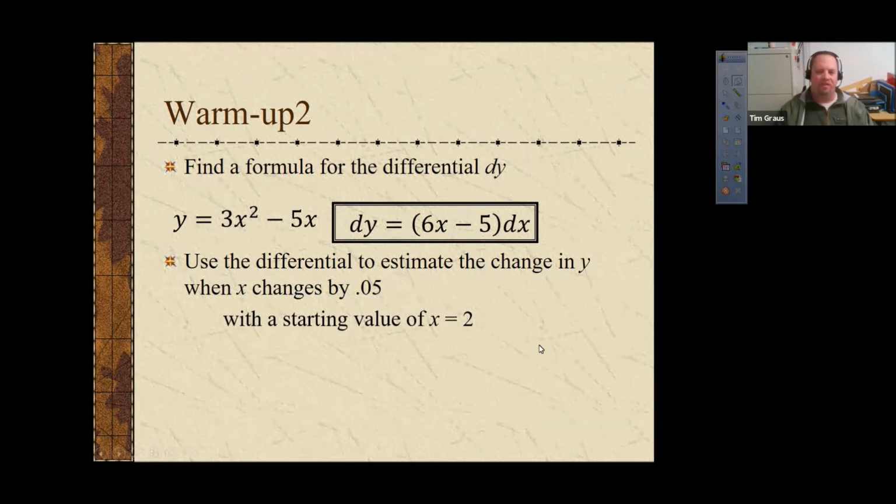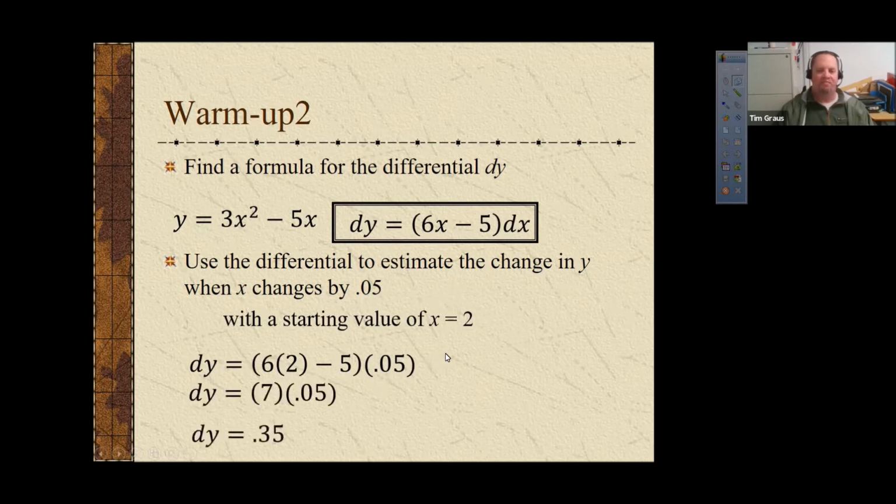Well, here's how we'd go about this. We take the formula above, dy equals 6x minus 5 times dx. We plug in an x value of 2 for x and 0.05 for dx. Calculating, that's 12 minus 5, so 7 times 0.05, and that comes out to 0.35. So this is approximately how much the y value will change if we change x by 0.05 and have a starting value of 2.